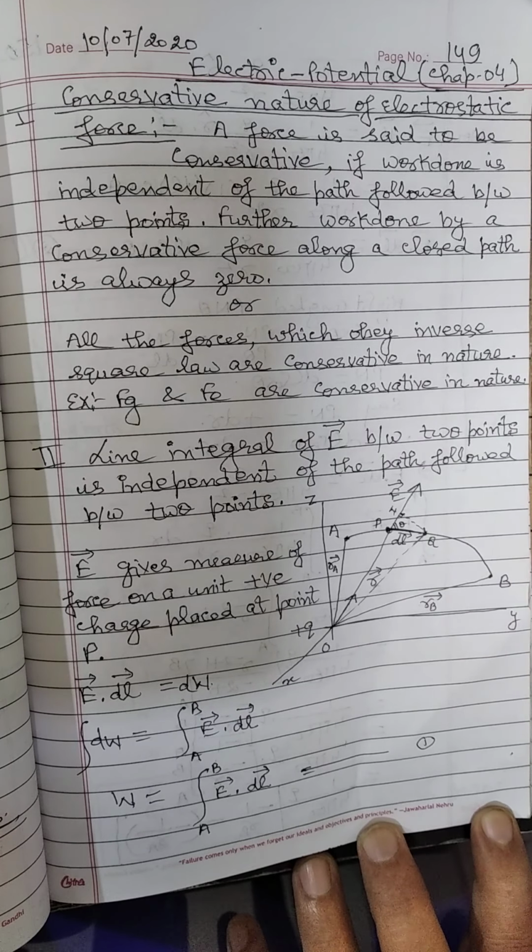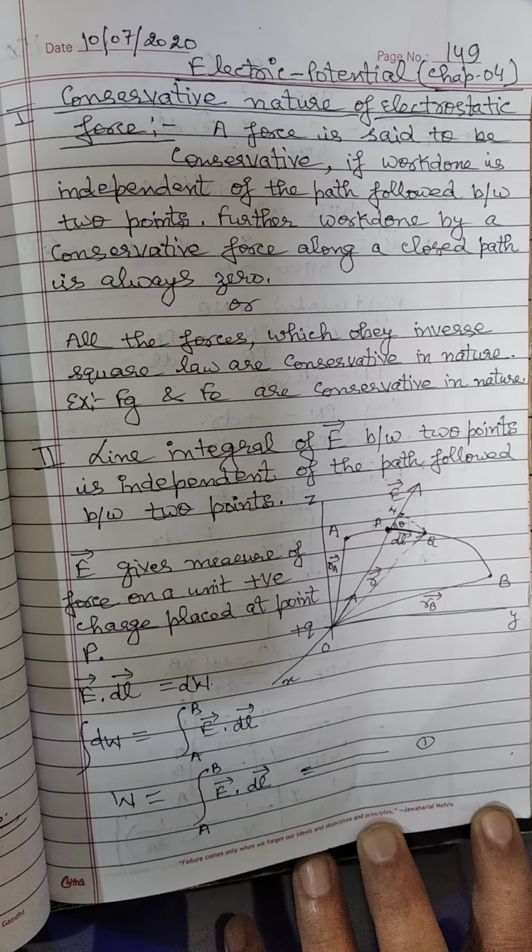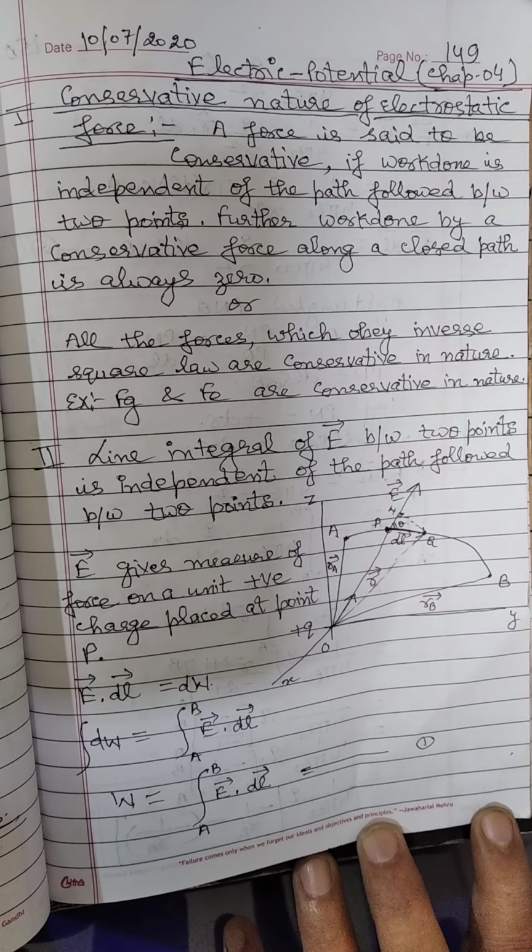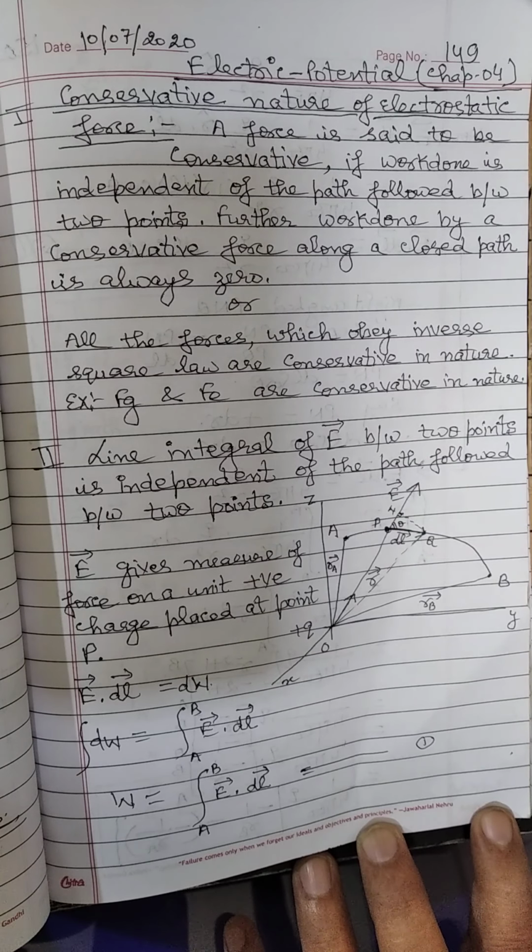Conservative force means it is not dependent on the path followed. It only depends on the initial and final position of the body. Similarly, the gravitational force is also conservative in nature. We have read in class 11, because gravitational force is also not dependent on the path followed. It only depends upon the initial and the final position of the body.